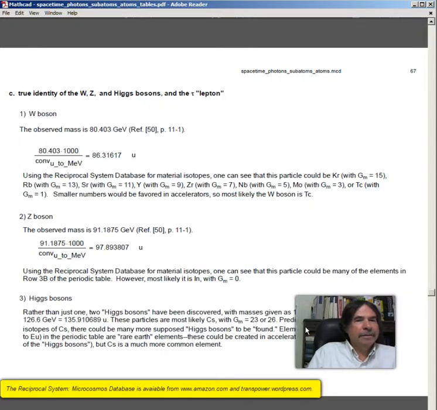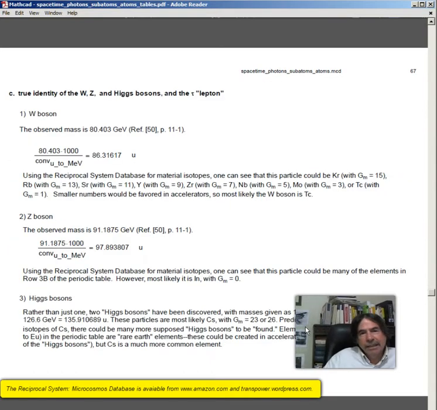Okay, moving on. Page 67, we already did this previous page here. Okay, we're back. True identity of the W, Z and Higgs bosons and tau lepton.